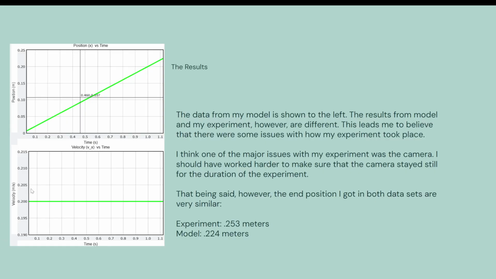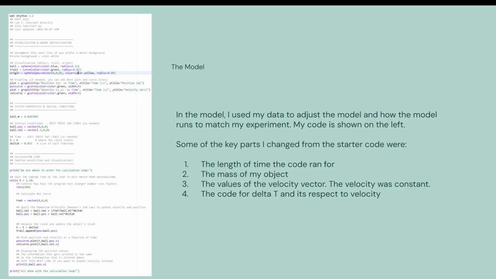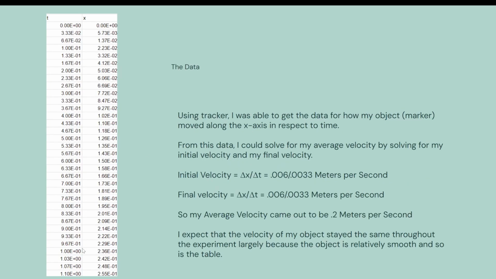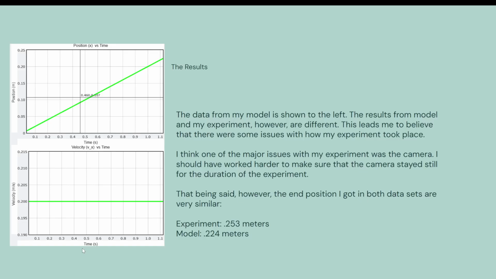All right. As for my results, the graph for my position over time is on the left, and so is my graph for velocity over time. The results for my model and my experiment are different. And this leads me to believe that there was some kind of issue with how my experiment took place. I think one of the major issues with my experiment was the camera. I should have worked harder to make sure that the camera stayed still for the complete duration of the experiment. And I think that it moved a little bit, and so some of my values were skewed.